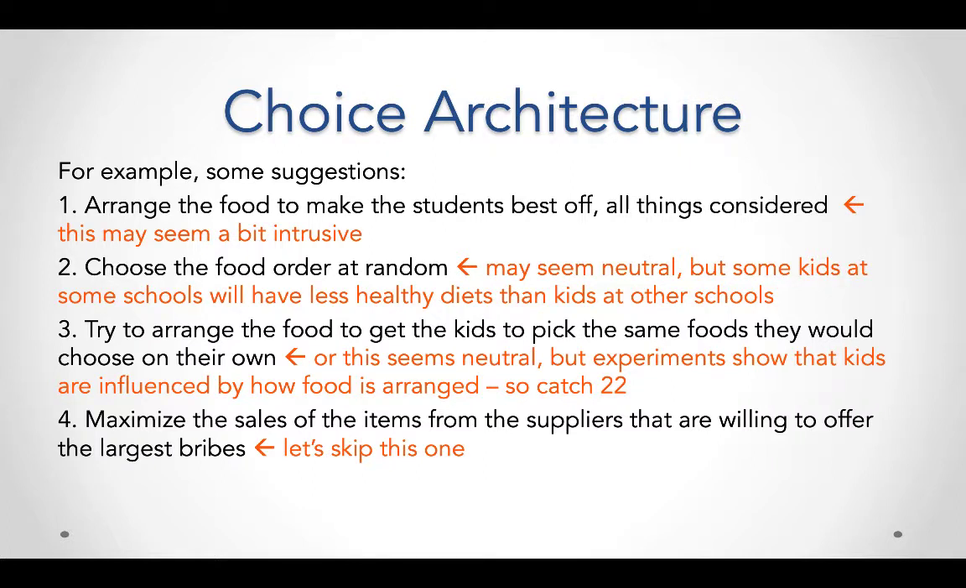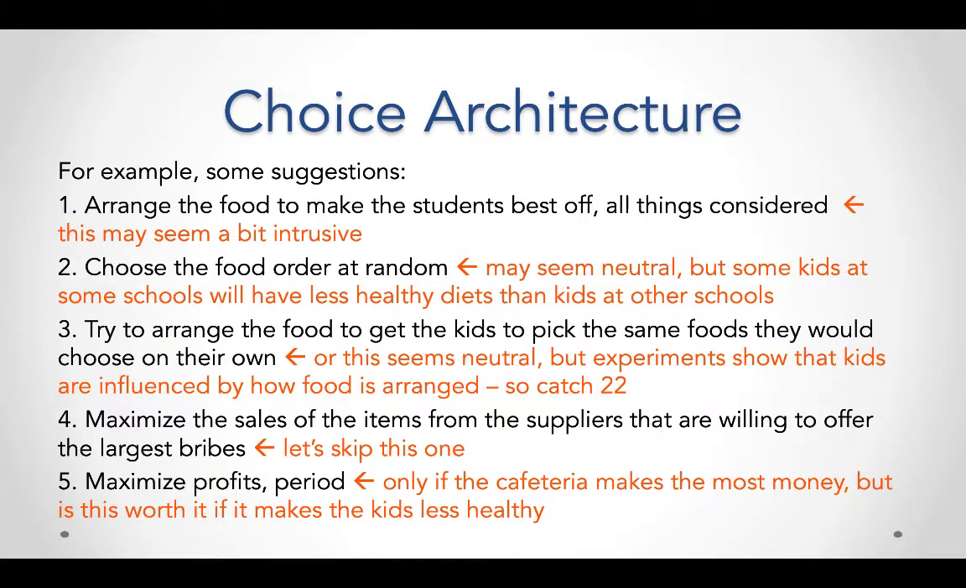Maximize the size of items from the suppliers that are willing to offer you the largest bribes. We're going to skip this for now. And maximize profits, period. Only if the cafeteria makes the most money, but is it worth it if it makes the kids less healthy, right? So you can put the burgers first, they give you the highest profit, but that doesn't help you make the kids better off.